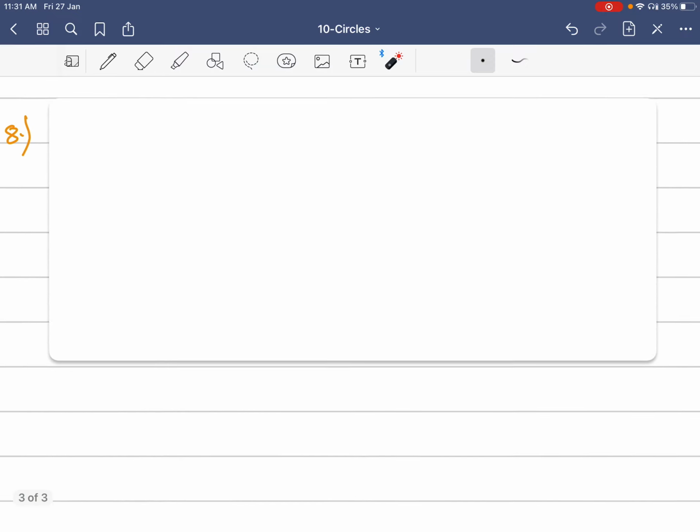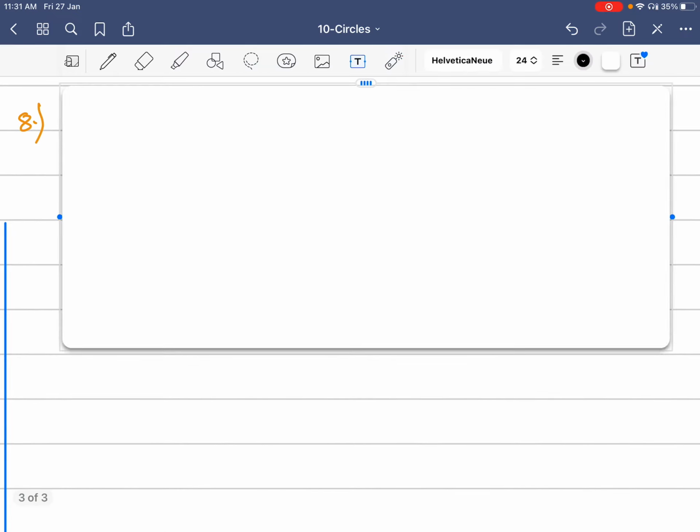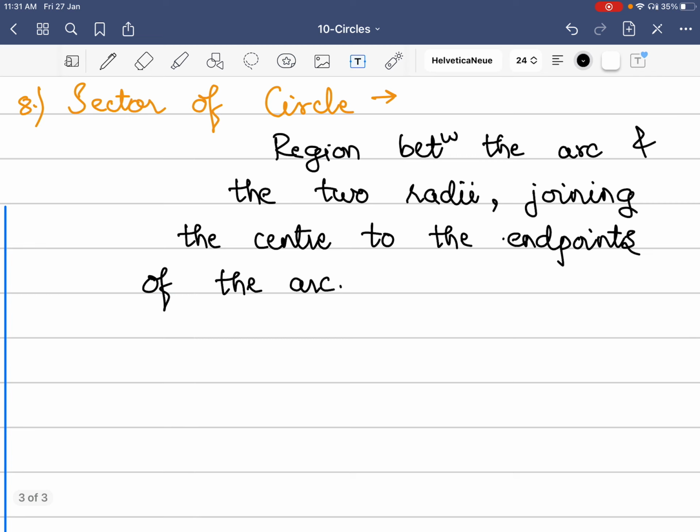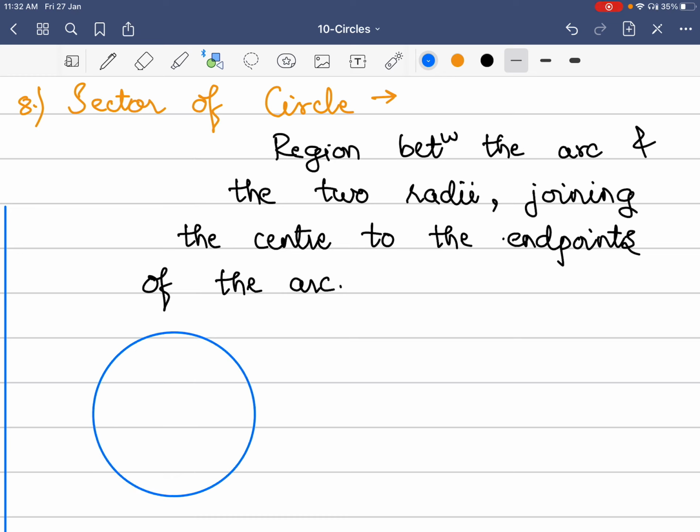Now the last concept that we have to understand in this video is the sector of a circle. What is the sector of a circle? First of all, let us draw a circle, and parallelly we'll try to visualize and read the statement. So this is a circle. Now, region between the arc and the two radii joining the center to the endpoints of the arc. The key word here is arc. Let's see what an arc is. We have seen the definition of an arc. You just take 2 random points on the circle, P and Q.